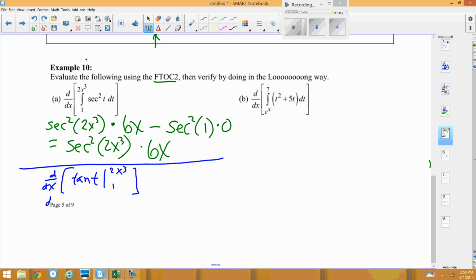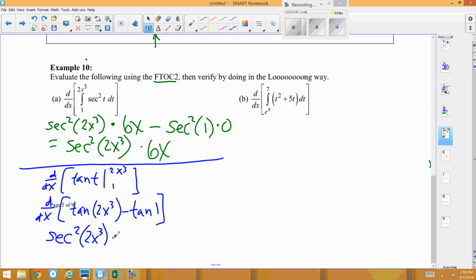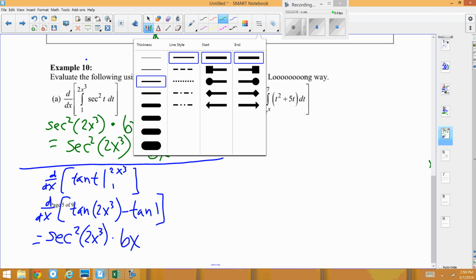There we go. So we're going to eventually take the derivative of tangent of 2x cubed minus tangent of 1. If I take the derivative of this, we get secant squared of our inside, using the chain rule, times the derivative of our inside. And the derivative of tangent of 1, which is a constant, is just 0. So we end up with the same thing. It's just we found a shortcut to it. All right, so let's try to apply that shortcut again. Let's go back here.